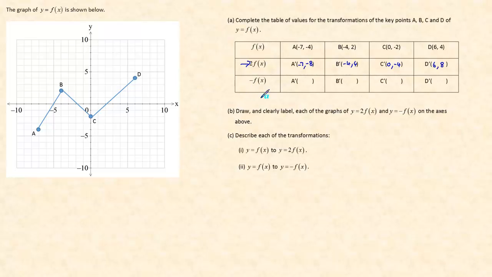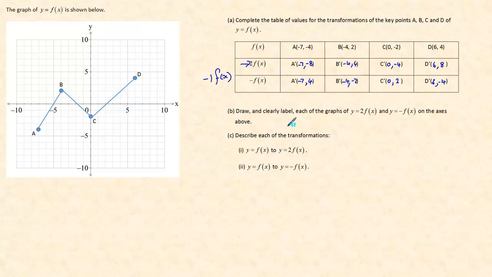Then we want to do minus f of x. Now remember, that's -1 multiplied by f of x. So once again the x coordinates will stay the same, but the y coordinates will be multiplied by -1. So this one's going to be -7, +4. This one, -4, -2. This one will be at 0, 2. And this one at 6, -4.